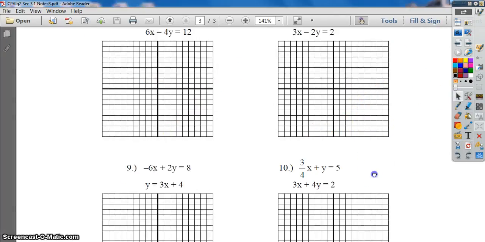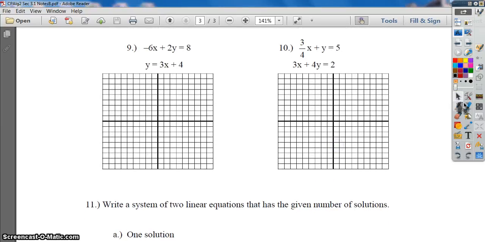Oops. Let's get 9 and 10 up. Okay. So starting with 9, I'm going to add 6x over. So this is 2y equals 6x plus 8. Y is going to equal 3x plus 4. So up 4, 1, 2, 3, 4. Slope of 3. That's going to get knocked out quite quickly.